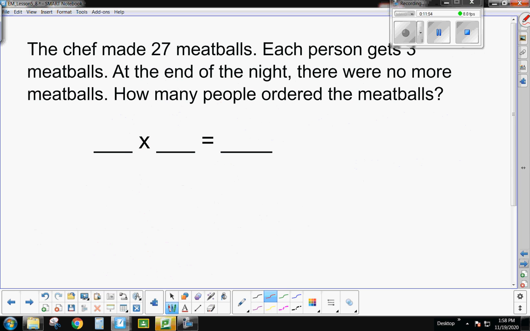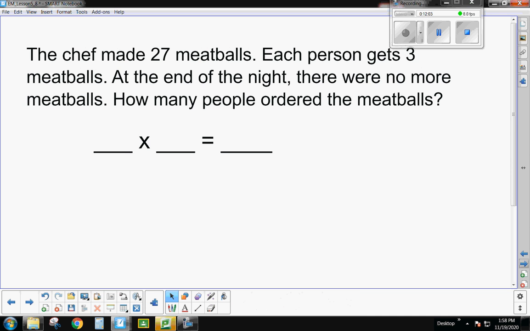All right, the next one. The chef made 27 meatballs. It says that each person gets 3 meatballs. At the end of the night, there were no more meatballs. So how many people ordered the meatballs? Let's go ahead and draw a picture and write a missing factor number model to go with this problem.